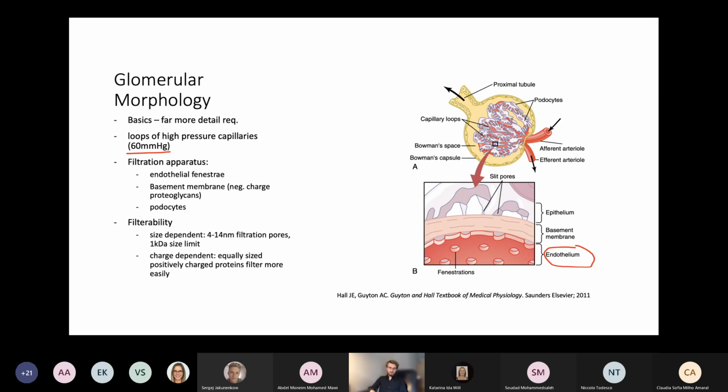What determines filterability? Filterability is determined foremost by size of the particle. Anything that is larger than 1 kilodalton will simply not pass through the filtering membrane. But there's also a small differentiation to make between positively and negatively charged particles. Negatively charged particles are repelled by the negatively charged basement membrane. Like charges repel one another, that's why. That means if you have a particle of equal size, but one is positively charged and one is negatively charged, the one that is positively charged will have a slightly higher chance of passing through the filtration membrane. However, only a minute fraction of proteins is actually filtered out of blood.